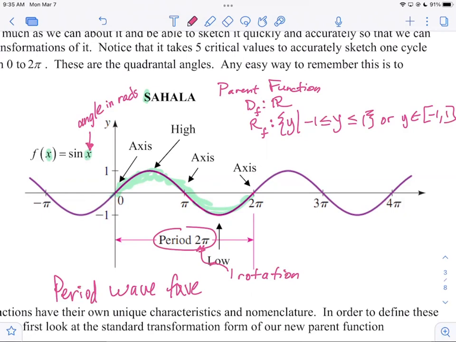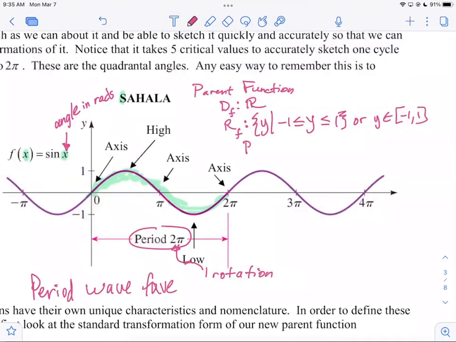So that's what we're going to call P. P is the period, and we're going to define that as the length of one cycle. For this function, the period is 2 pi. Now notice I'm calling it length. That implies x values, right? We're talking about the width on the graph, but it's still angles. The length of one cycle. So the period is 2 pi.